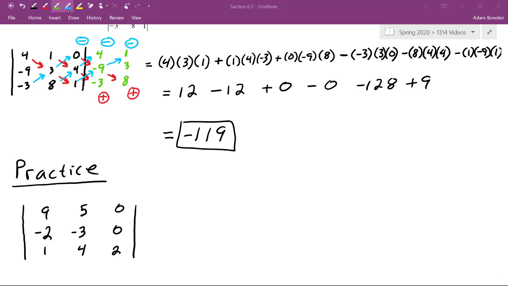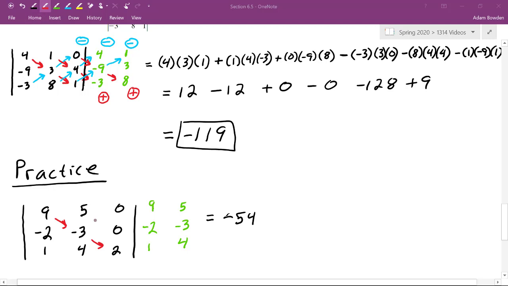Okay, so what we do in the first case is we take the first 2 columns and rewrite them over here to the side, and then we start multiplying down diagonally. So we start with 9 times -3 times 2. So that's going to be equal to -54. And then we multiply the next one down diagonally. We add that number.